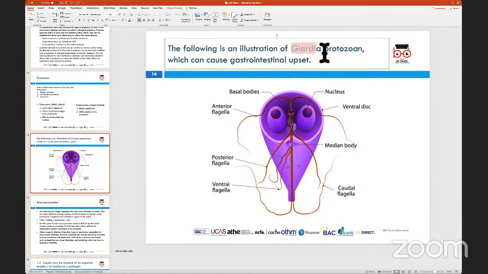Now, I mentioned the word Giardia protozoan. This is an important type of protozoan which causes a lot of infections in humans, and is primarily responsible for causing diarrhea and dysentery in the human body. This is the structure of that particular organism, which is called Giardia protozoa, which causes dysentery or gastrointestinal infection in the human body. And that's the structure of the protozoa. Is that okay?